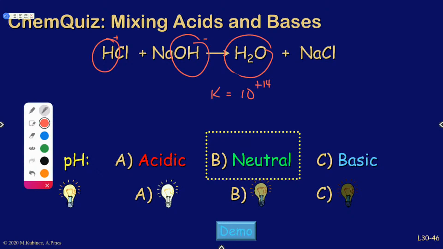That's why it's neutral. But that leaves behind the Cl minuses and the Na pluses. I've written them together there, but that's sodium chloride. That's just salt. That stays as ions. That doesn't become a solid at the bottom. That stays as ions. And that's very conductive. And that's why you get the bright light.